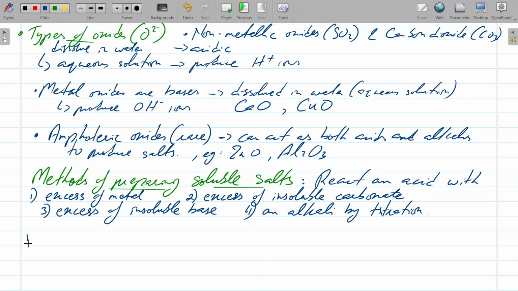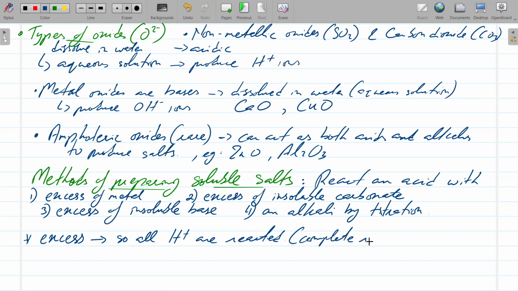Now, two things over here. First of all, why are they using excess? So that all the hydrogen ions being given up are reacted, so you have a complete reaction. And whatever you have left of the metal or the insoluble carbonate, as we will see, will not react because it's more than what the acid can handle, and it will settle at the bottom.